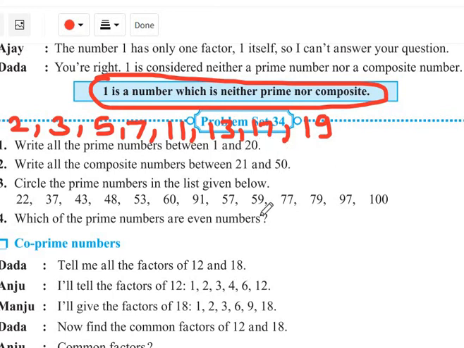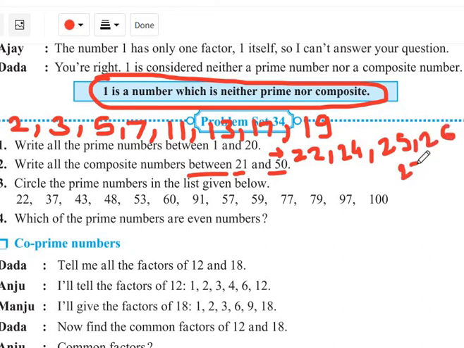Okay. Write all composite numbers between 21 and 50. Now see, between 21 and 50, which are the composite numbers? Between is there, therefore don't take 21 and 50. Whenever between is there, don't take 21 and 50. Now see, 22 is a composite number. Then 23 is prime. Then 24. Then 25 is also composite. Then 26 also composite. Then 27 is also composite.